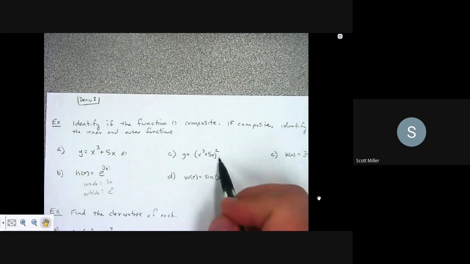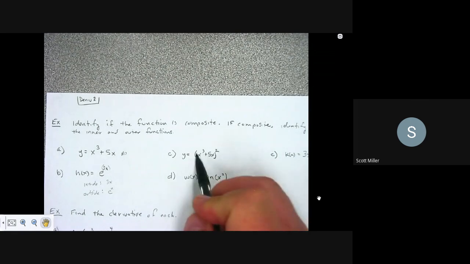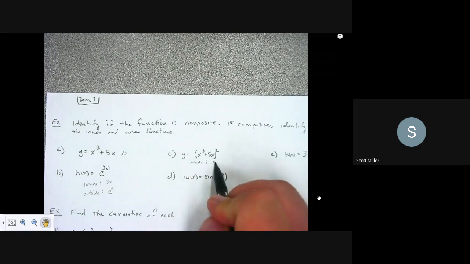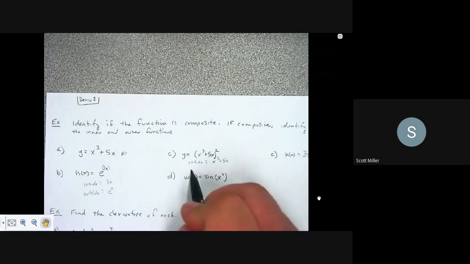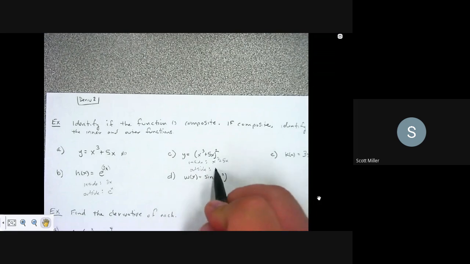Coming over to this one, we can see parentheses are involved. When you have parentheses, it's almost a dead giveaway that the inside will be everything that's in the parentheses, x to the third plus 5x. That's the inside function. And the outside function is, if I replace everything inside with a u, then this is just u squared. That's the outside function, u squared.